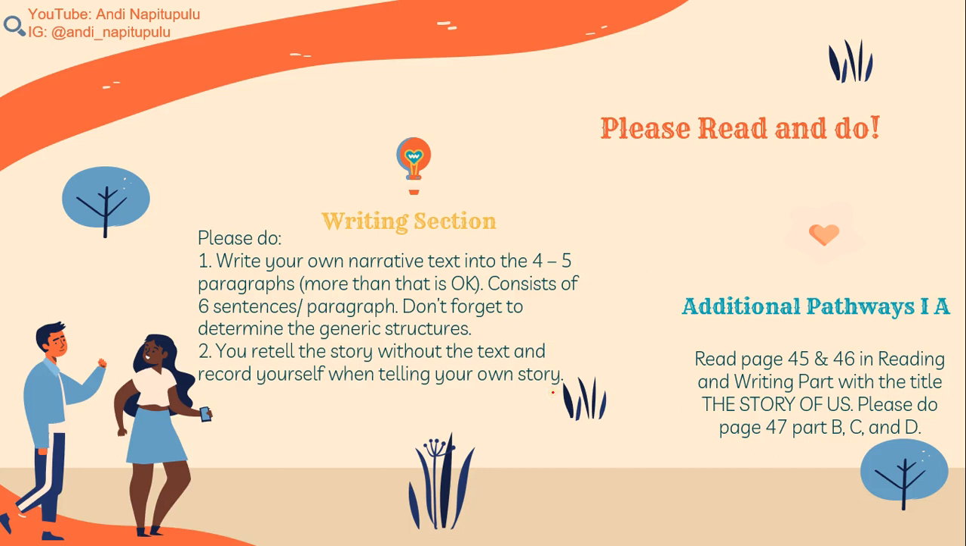So first, this one, guys. This is for your homework. First do this one, and then next week you're going to do this one. Okay. And after that, this is your additional task. Read Pathways 1A. Read pages 45 and 46 in the reading and writing parts with the title The Story of Us. Then go to page 47, parts B, C, and D. Okay. All right.